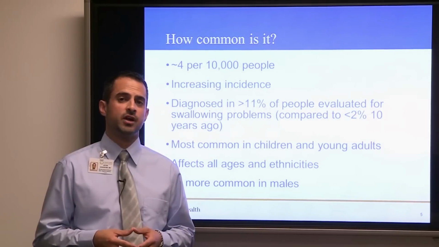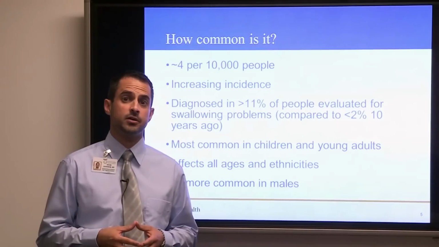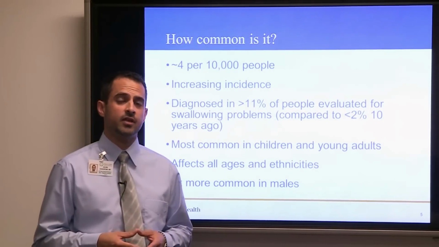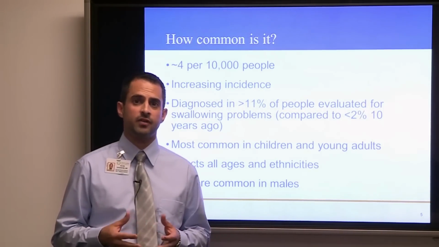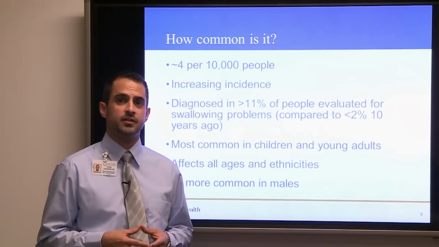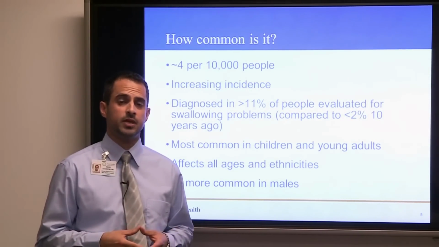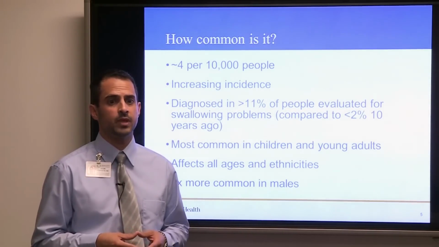In fact, this was described in children way before physicians recognized that this was an adult phenomenon as well. And it wasn't until 1995 that pathologists realized that the eosinophils in esophagus biopsies of adults could actually be due to something other than reflux, and that's when it became acknowledged that eosinophilic esophagitis can affect adults as well.